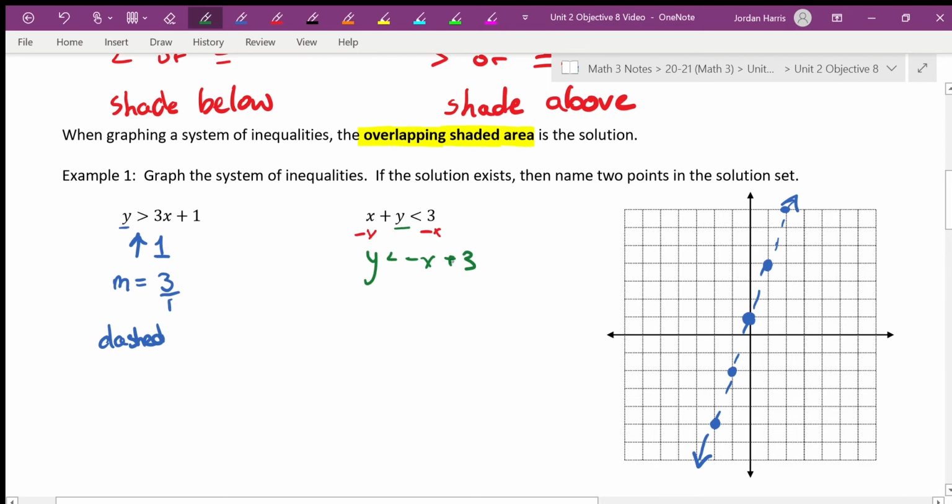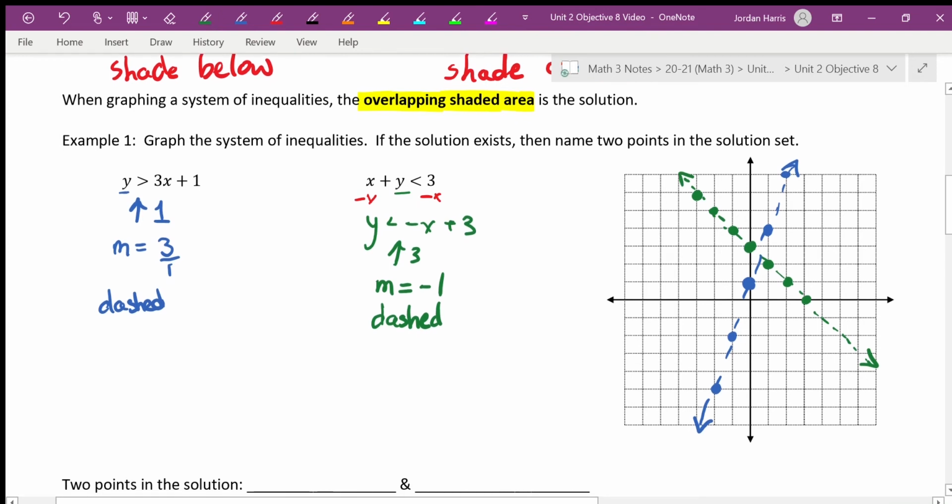Okay, so we look at our shift. Our shift is up 3. Our slope is negative 1. And it's not included, meaning it's just less than, so it's dashed again. Okay, so up 3, 2, 3. Down 1 over 1. Put a few of those in both directions, so I have a clear sight of where I'm going. And there we have it. So we have our 2 lines.